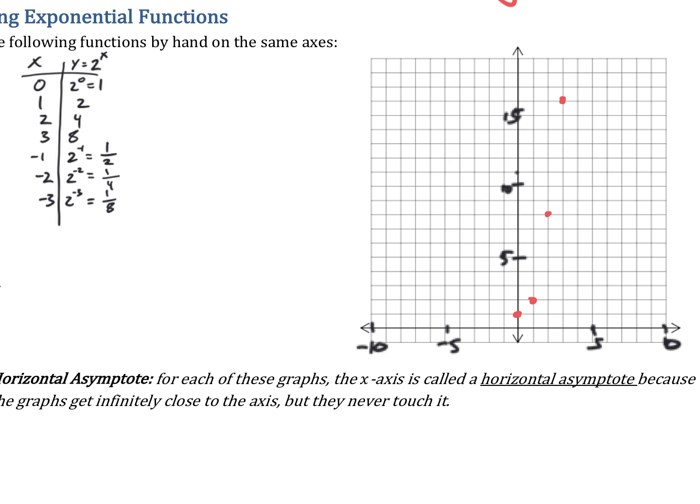Let's try that again. We're going to draw that in as best as possible here. A little tricky to do it by hand. There we go. All right, and then we have our negatives. When x is negative 1, y is 1/2. When x is negative 2, y is 1/4. So we've got 1/2, 1/4, 1/8, 1/16.